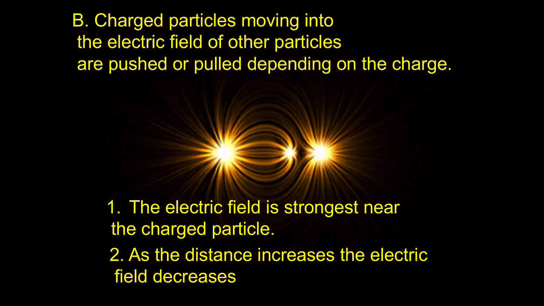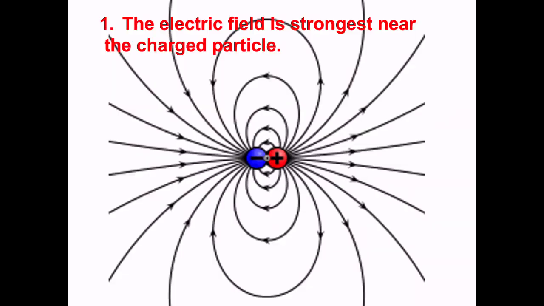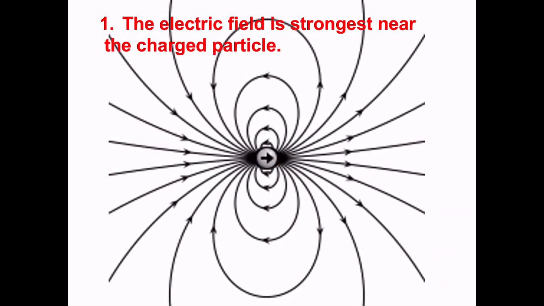A charged particle moving into an electric field of other particles is pushed or pulled depending on the charge. Pluses push pluses and minuses push minuses, and plus and minus both come towards each other. The charge is always strongest near the charge. Again, like a magnet. The closer you get to the tip of the magnet, the stronger the field. As the distance increases, the electric field decreases. Electric field is always strongest near the charged particle. Again, we'll get to magnets. You'll see a very similar field going around magnets from the north and south poles.